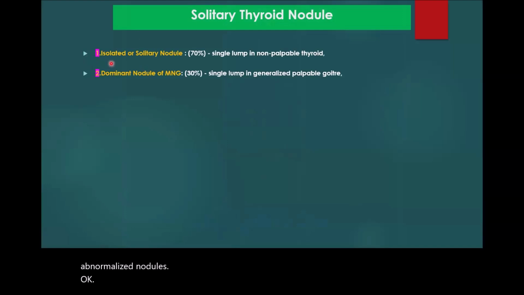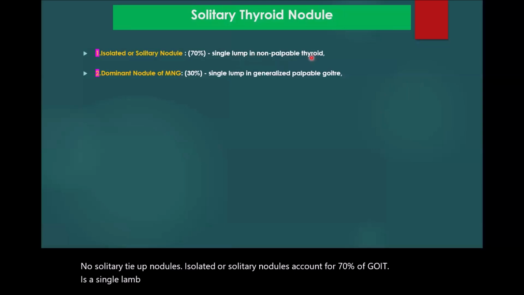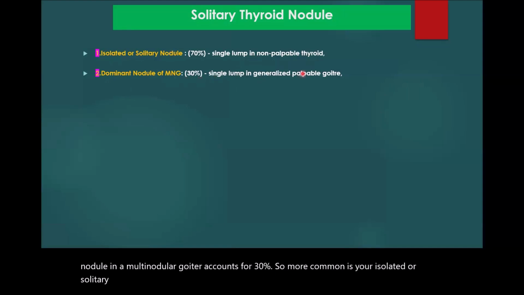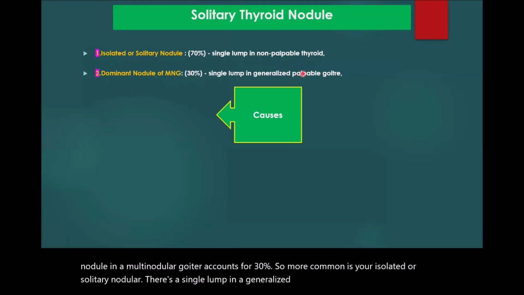Now, solitary thyroid nodules, isolated or solitary nodules, account for 70% of the goiters. It's a single lump, with the rest of the thyroid not palpable. Second fact, a dominant nodule in a multinodular goiter accounts for 30%. So more common is your isolated or solitary nodule. There's a single lump in a generalized, palpable or enlarged goiter.